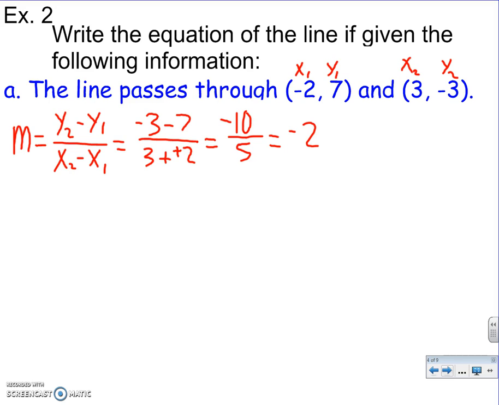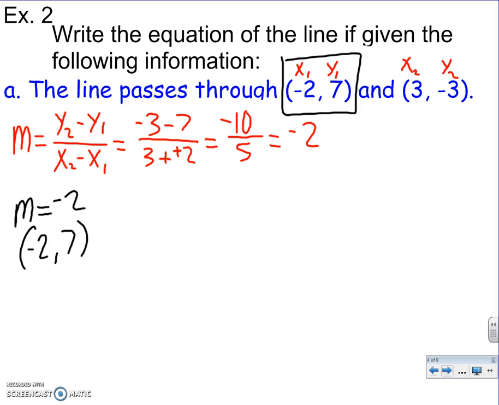Now I just need to pick any point. It does not matter. I'm going to use this first point. I already have it labeled x1, y1. I'm going to use that. So my information I'm going to use for the line will be slope of negative 2, and my point is (negative 2, 7).